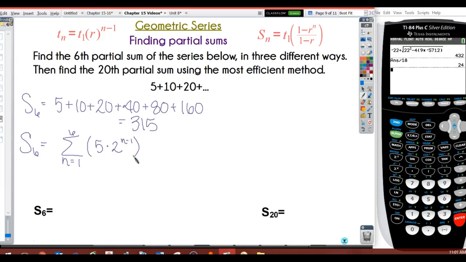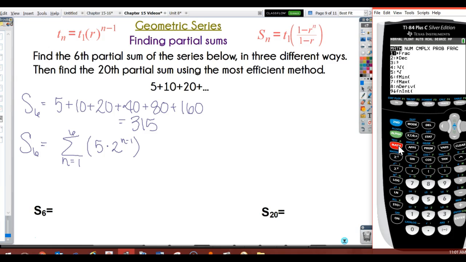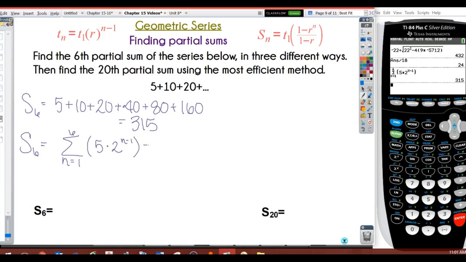To do this on your graphing calculator, you would go to Math, 0. On our calculator, we'll use the variable x, same thing as n. We're going through the 6th term, and then we would type in our equation, 5 times 2 to the power of x minus 1. And we also get 315. So these are 2 ways to find the 6th partial sum.